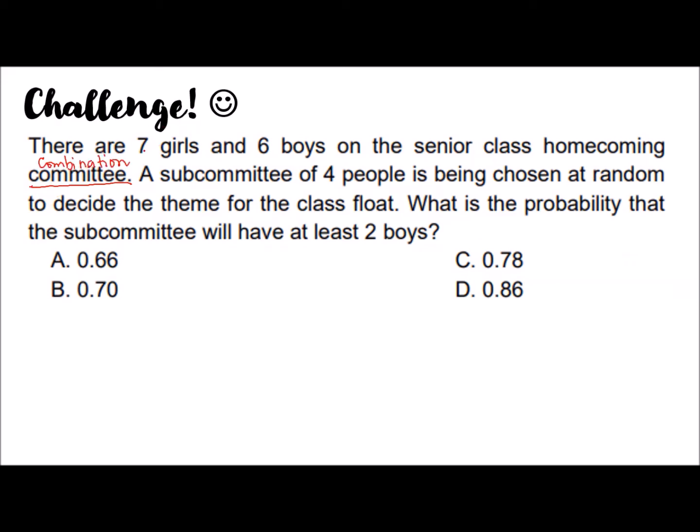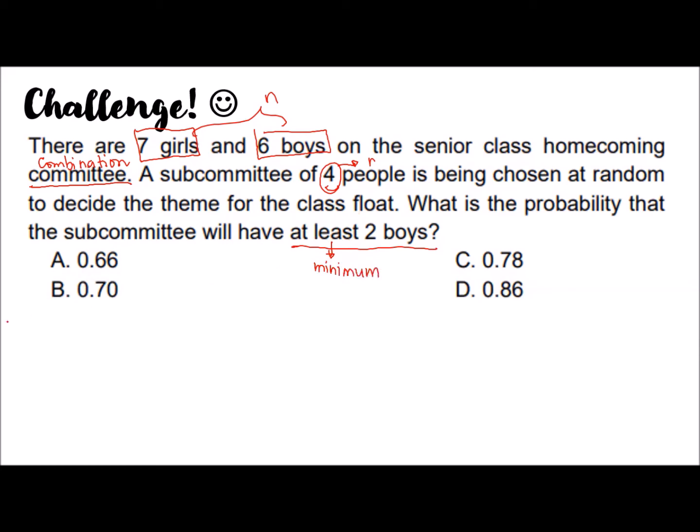Okay? Then, we are talking about two things: the 7 girls and the 6 boys. So this means that these give the value of our n. And then, a subcommittee of 4 means you will only take 4 out of those 7 girls and 6 boys. That is our r. And our r has a condition: there should be at least 2 boys. When we say at least, always remember that it is the minimum.